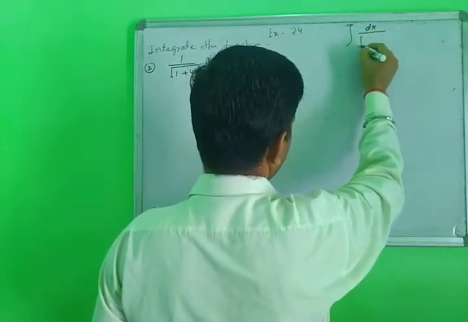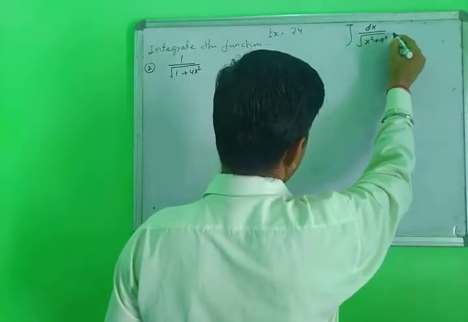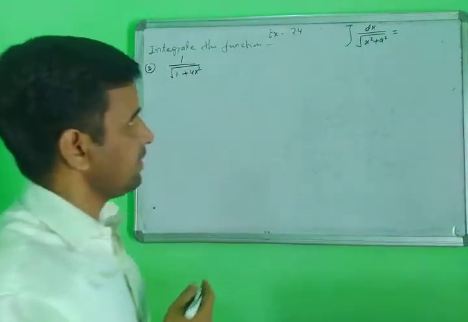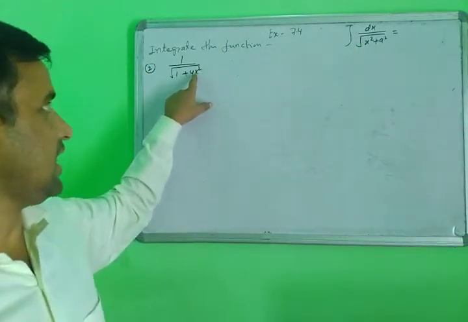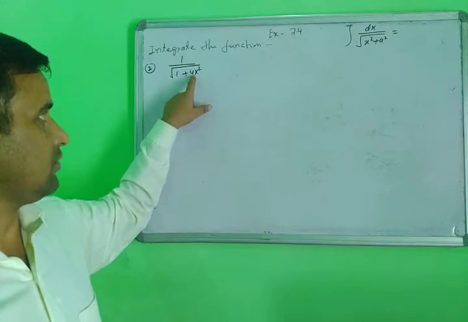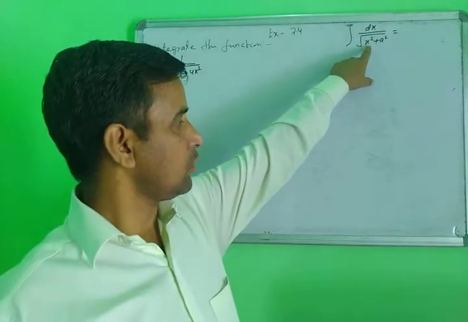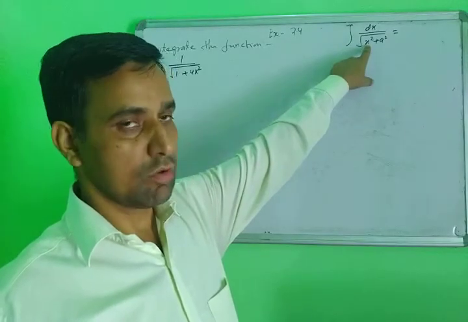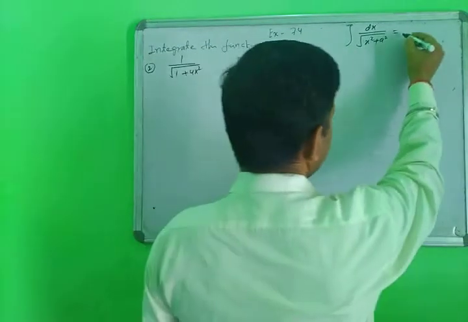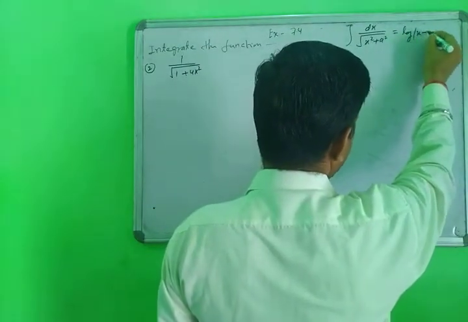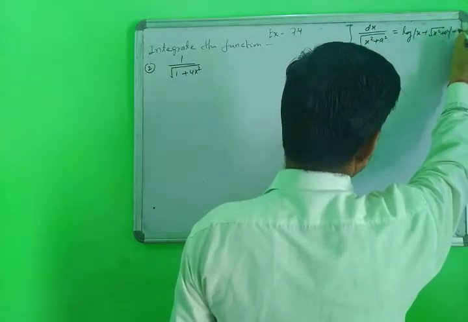Dx upon root x square plus a square, in this form, means there is no coefficient of x square here. You have the coefficient 4 on x square. First of all, you will remove the 4 here, because the identity has no coefficient on x square. What is the identity of this? This is log x plus root x square plus a square plus c.